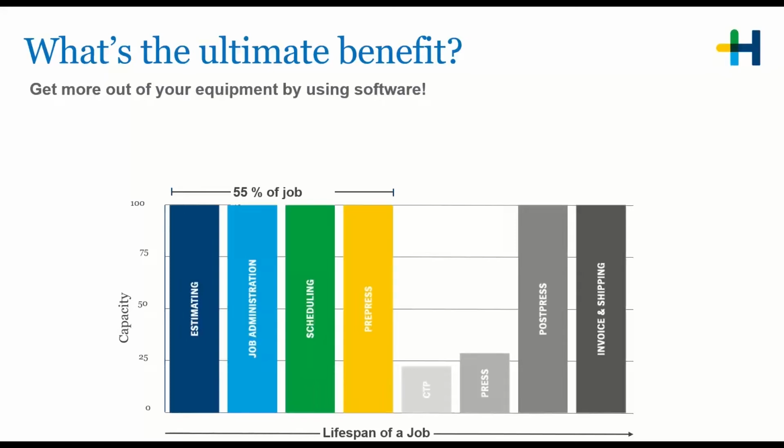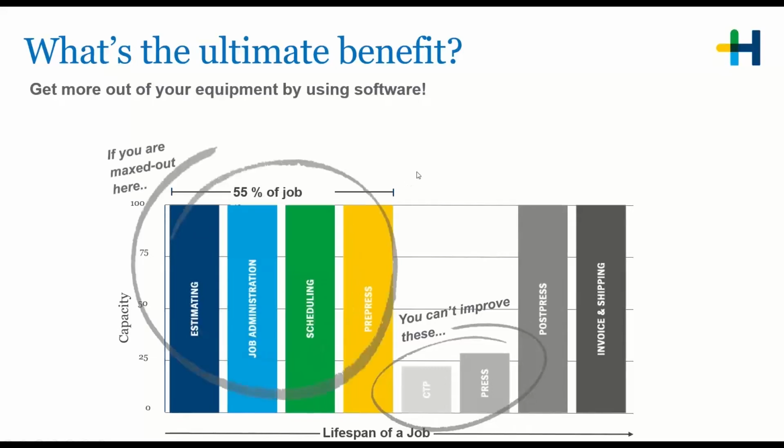Well, it's to get more out of your equipment by using software. Because we've identified that over the lifespan of a job, 55% of the time is spent before you even make a plate. And where in the past Heidelberg would have focused all of its R&D onto machinery, CTP devices, presses, and post-press, we've realized that we can't improve in these areas if the preceding processes are at full capacity and you are completely maxed out. So by using software to automate things and standardize things, we will be able to give you more capacity in this area, hopefully to then improve on your machinery.